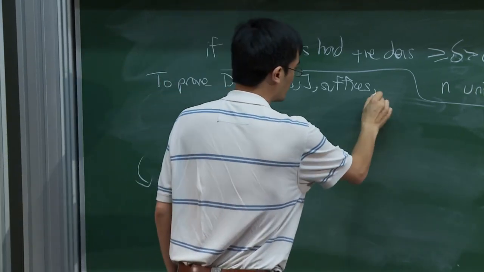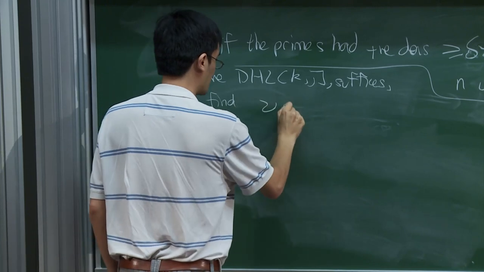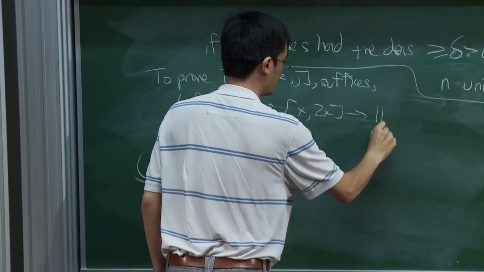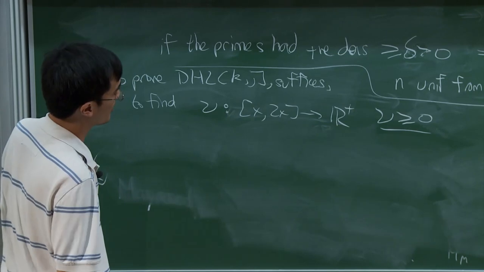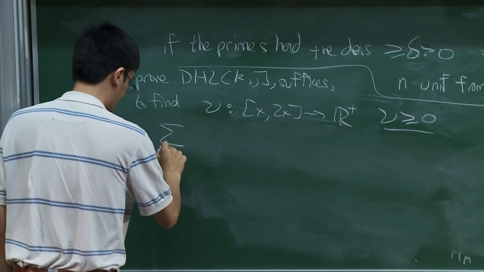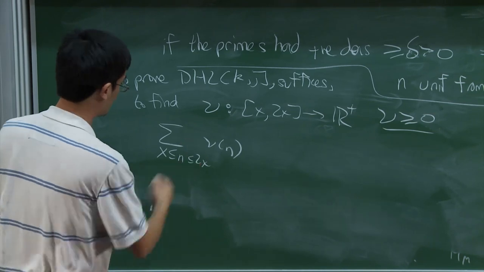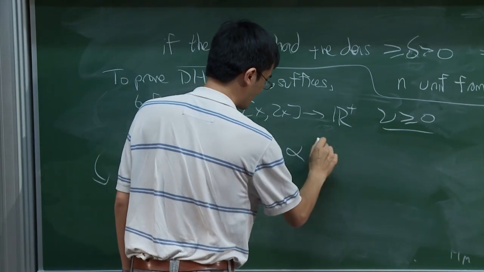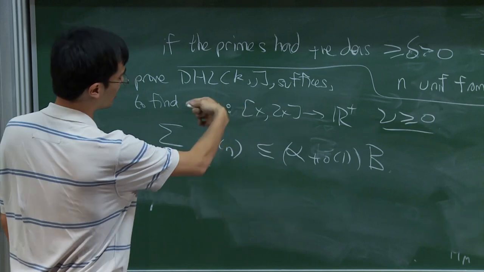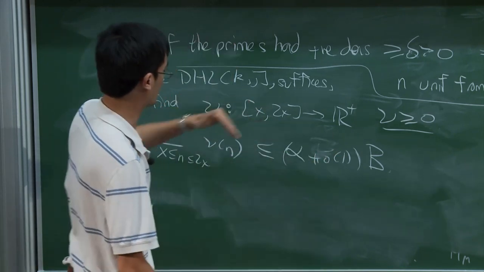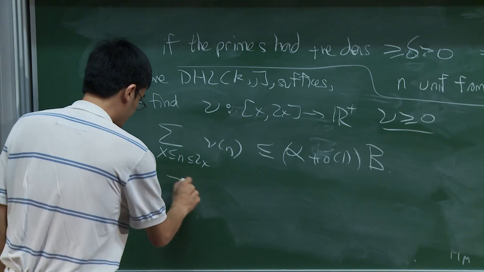Actually, the way we set things up, we don't actually use a probability distribution. We unnormalize it to find a function nu from x to 2x to the positive reals. So it has to be non-negative. This will be our unnormalized probability distribution, such that we have some upper bound on its total mass, bounded by alpha times a normalization constant. Here x is a parameter going up to infinity. Every time I write little o of 1, it means something that goes to 0 when x goes to infinity. So alpha times some normalizing factor, which will depend on x.